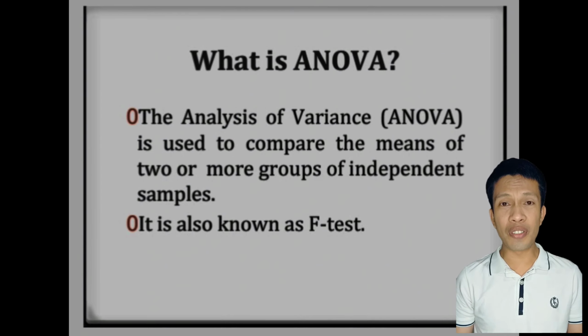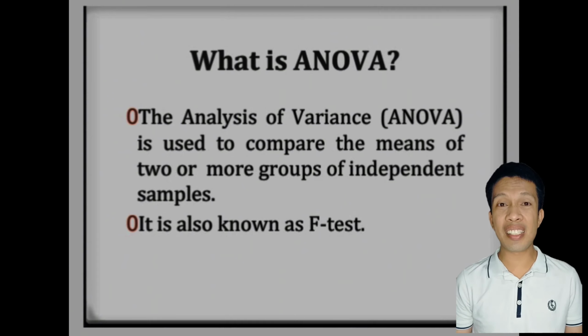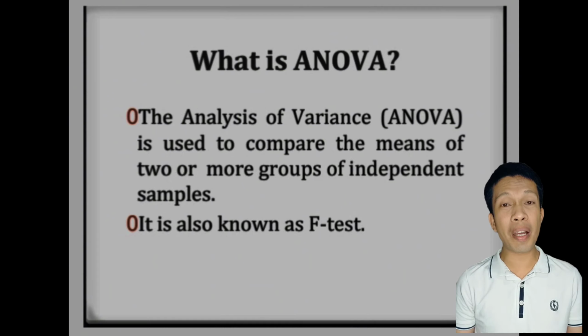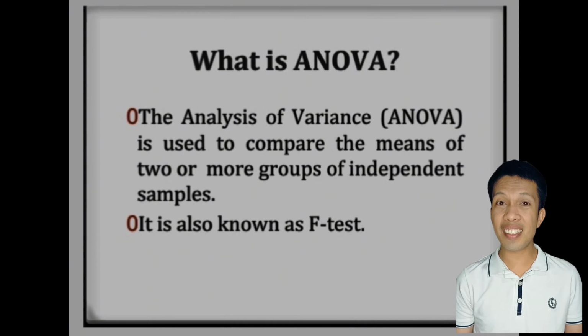What is ANOVA? ANOVA is also called analysis of variance. It is used to compare the means of two or more groups of independent samples. It is also called F-tests.